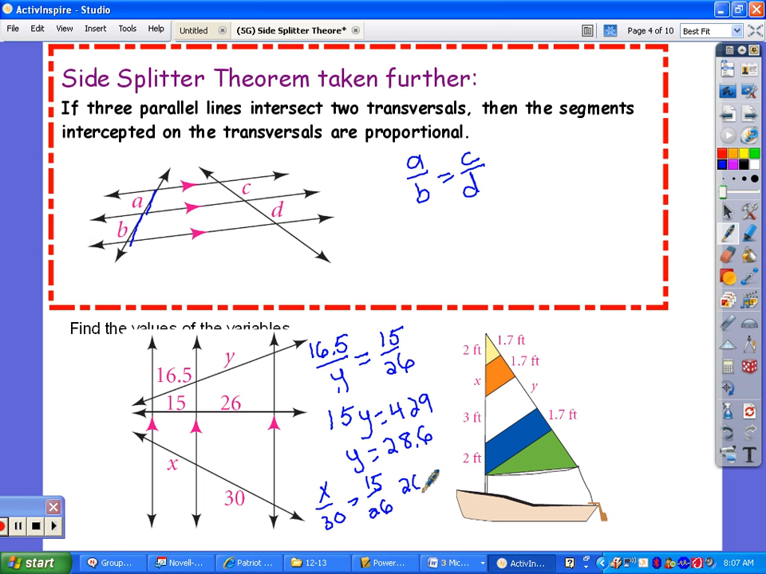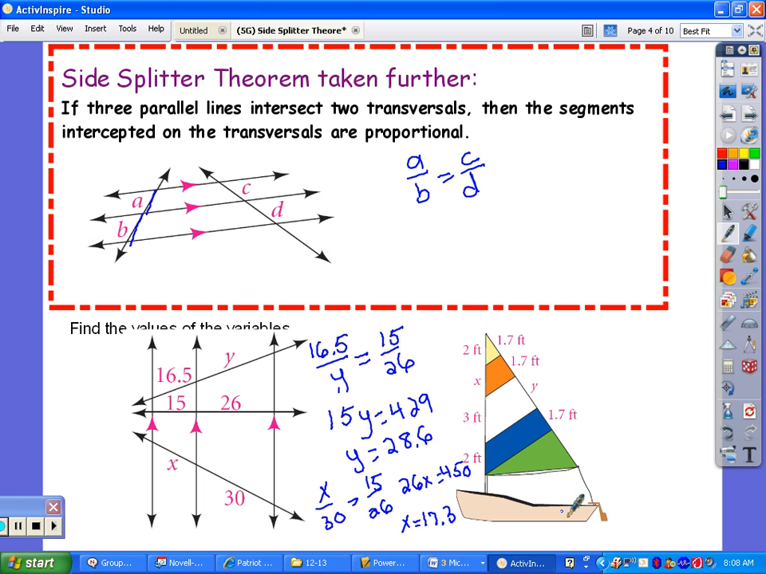So I have 26x is equal to 15 times 30, which gives us 450. And then we divide by 26. And x is going to be, in this case, a decimal. We'll round to the nearest tenths place, so we're going to write 17.3.